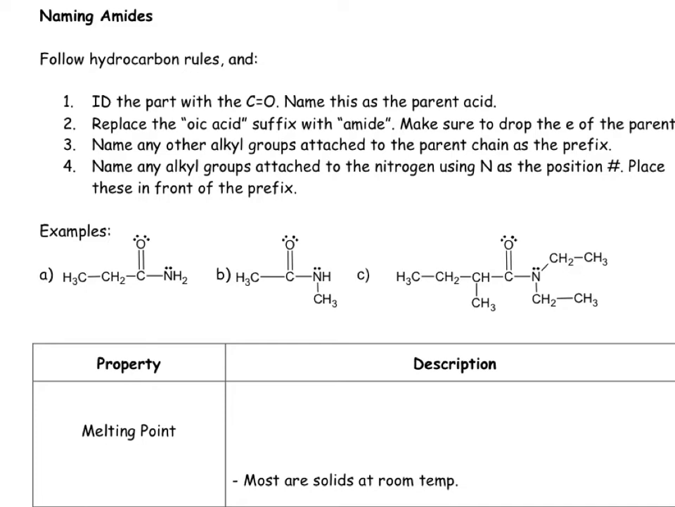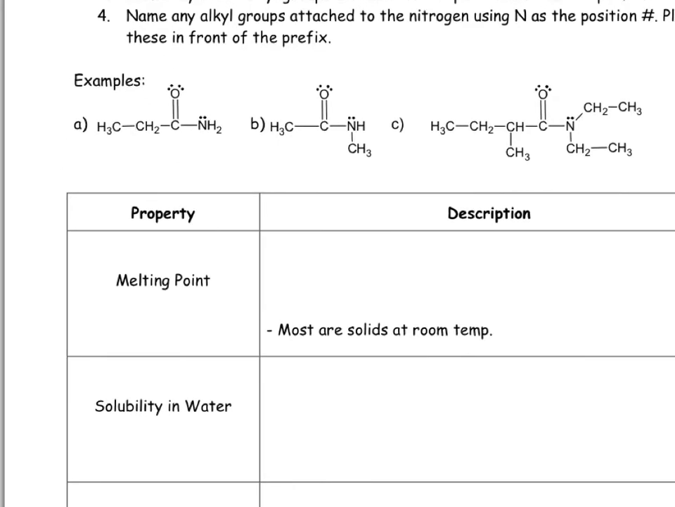Now here's how it differs from esters a little bit. Name the alkyl groups attached to the other side of the nitrogen using N as the position number, and place these in front of the prefix. So this is the same as naming an amine. Here are some examples.